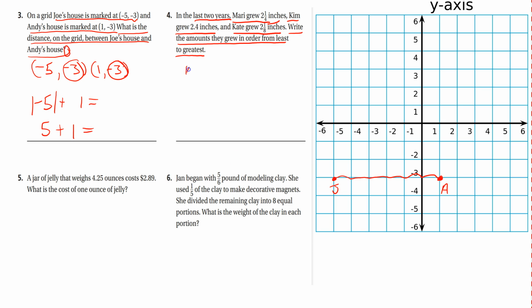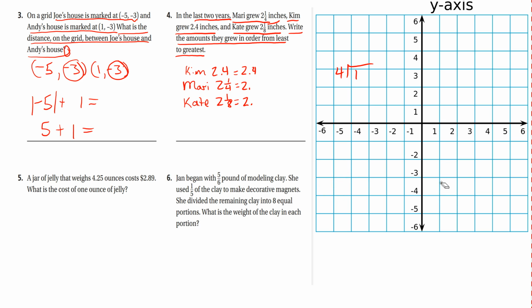Okay, so we have Kim at 2.4. That's already a decimal, so I don't need to change that. We have Mary at 2 1/4, and we have Kate at 2 1/8. So these are all going to be 2 point something, because I have a 2 in the ones place in each. The fraction part is going to be my decimal part. So to change a fraction into a decimal, I have to divide the denominator, in this case 4, into the numerator 1. I'm just using my scratch paper over here.